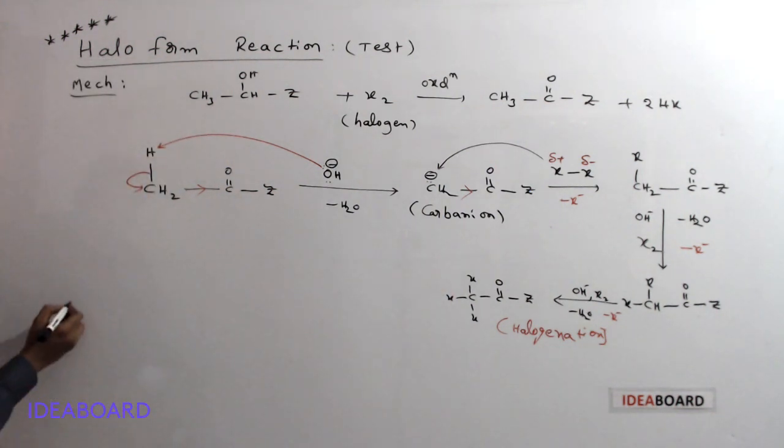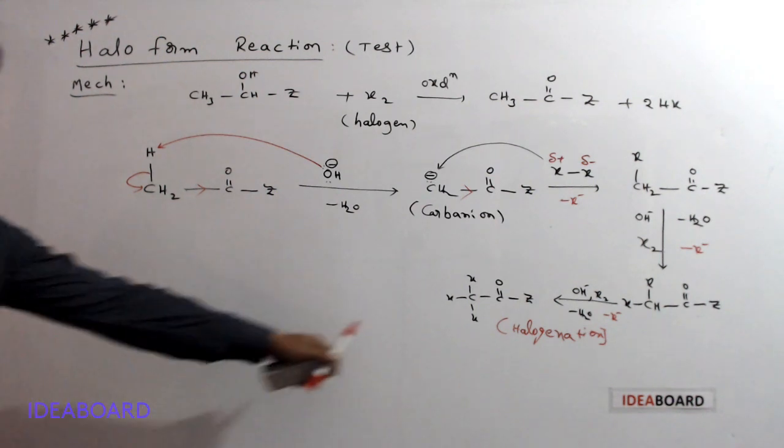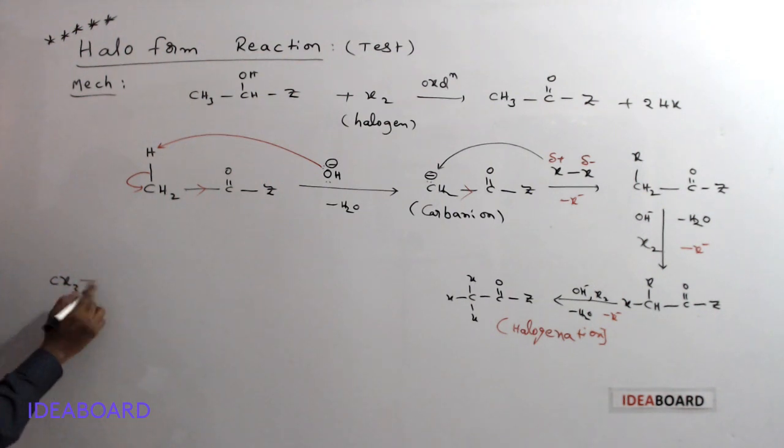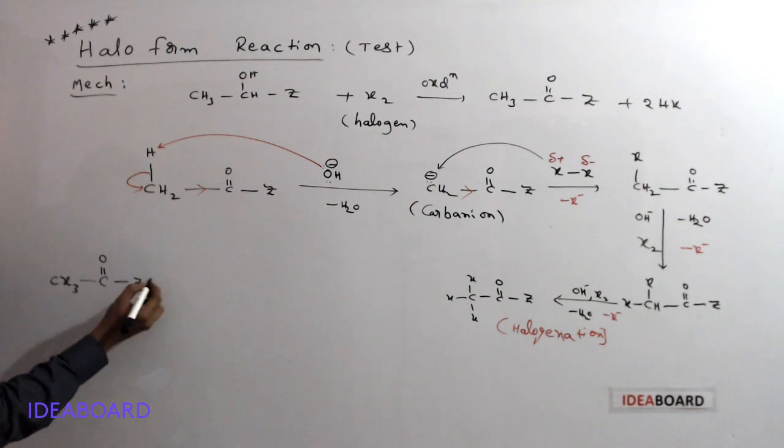Please see what it is. Here it is having CX3, so three halogen atoms are there. I can write this as CX3. So CX3, and now I have C double bond O and Z.